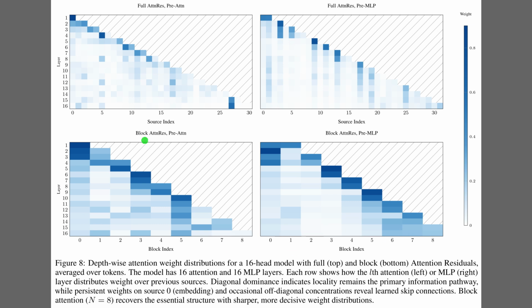Finally, the bottom heat maps show the block attention residuals. They successfully recover this essential structure with much sharper and more decisive weight distributions, proving the block approximation works efficiently without losing these critical pathways.